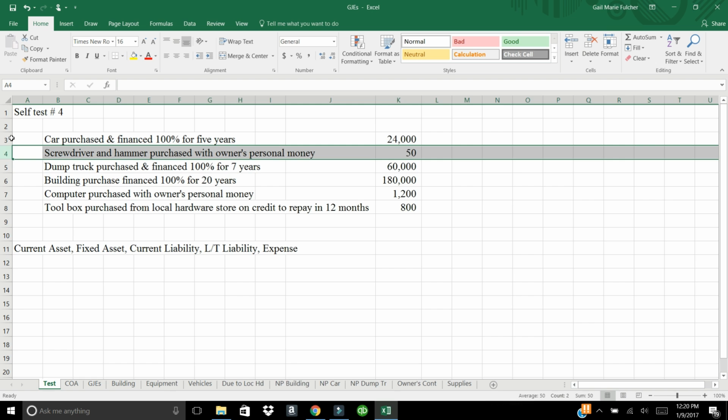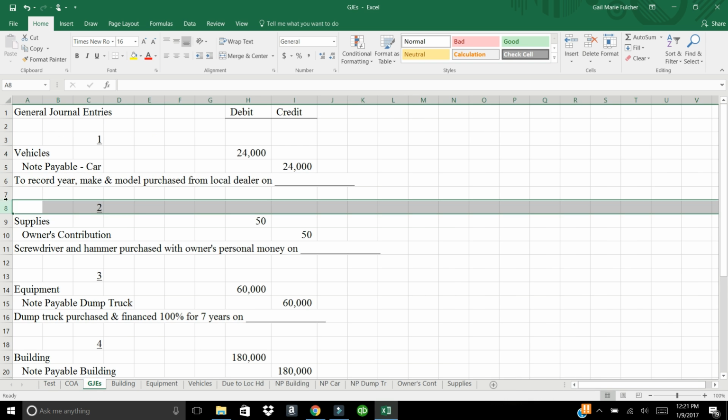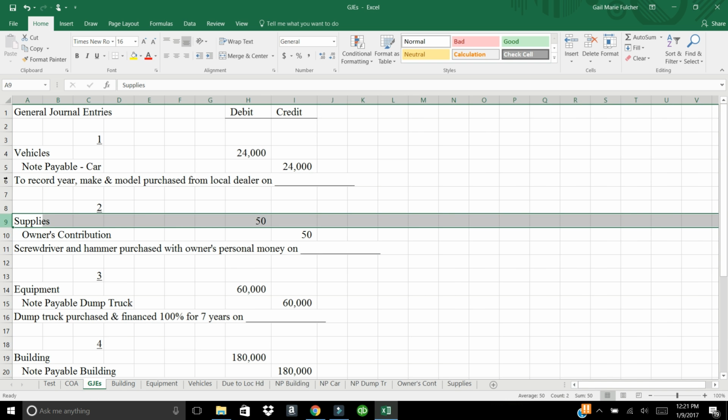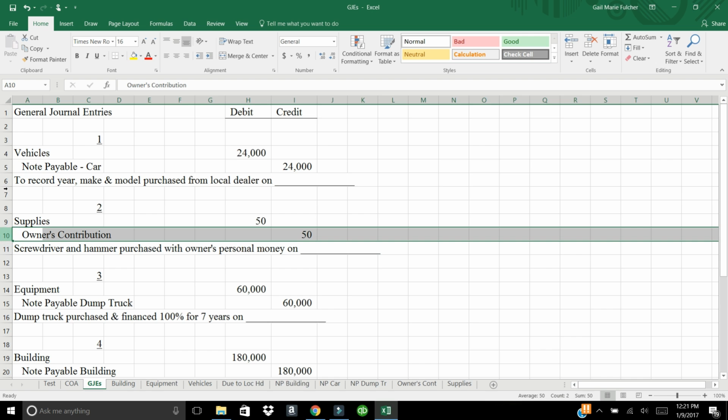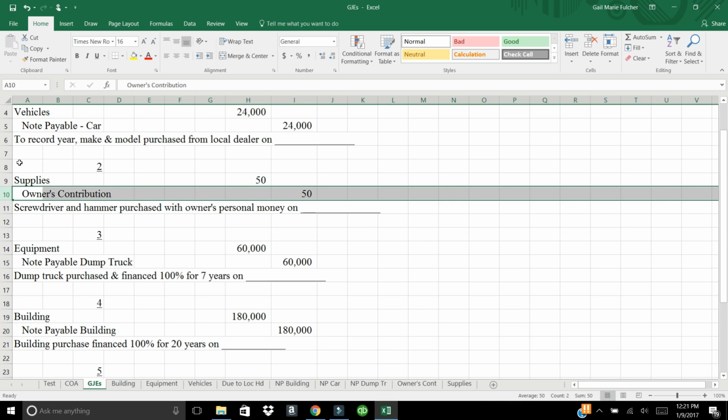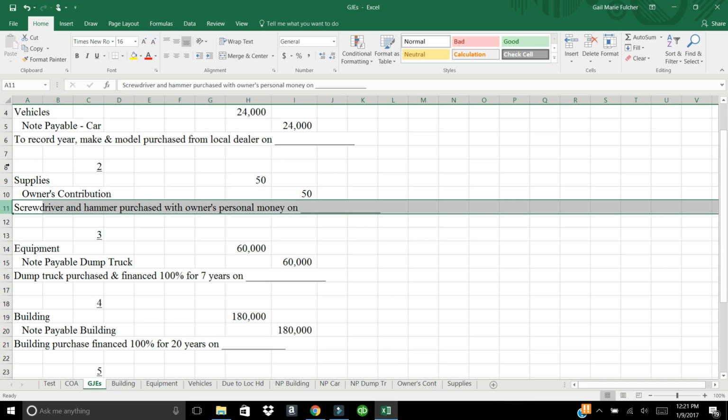The screwdriver and hammer were purchased by the owner with his own personal money, $50. So let's take a look at that general journal entry. The debit would be supplies, $50, because that's an expense, and expenses are debit balances. The other side of the entry would be a credit to owner's contribution because that is in the equity section. All right, great. Then our description is screwdriver and hammer purchased with owner's personal money on whatever date you decided. All right, great.